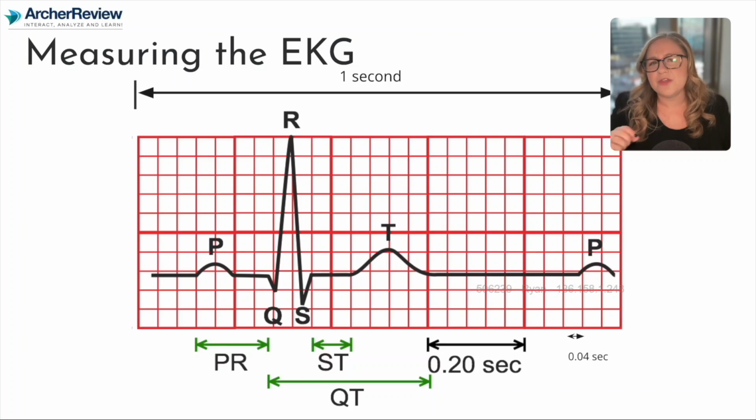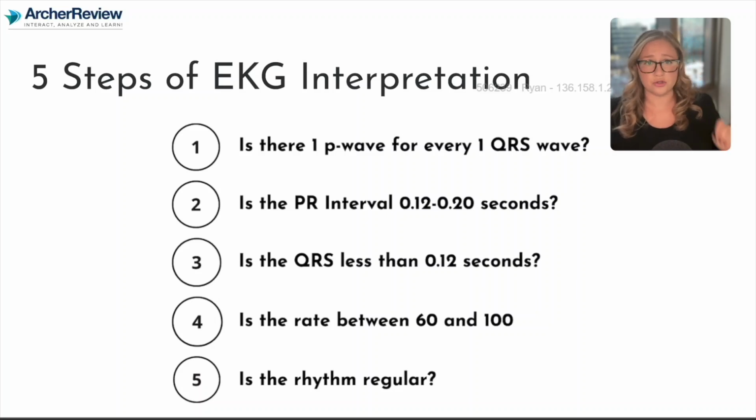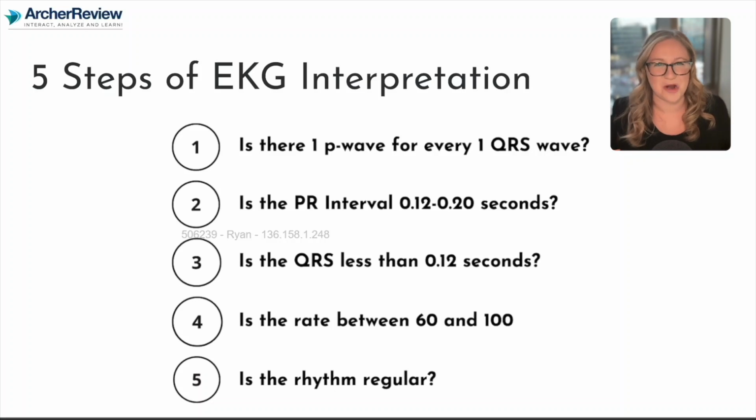There are 5 steps that you're going to take when you're interpreting each and every EKG. The first thing you're going to do is ask yourself if there's 1 P wave for every 1 QRS wave. Every 1 time the atria contracts, we need the ventricles to contract 1 time, 1 to 1. If there are more P waves than QRS complexes or vice versa, then we definitely have a problem. After you've looked at that, step 2 is the PR interval 0.12 to 0.2 seconds? And this is where that knowledge of your little and big boxes is going to come in handy.